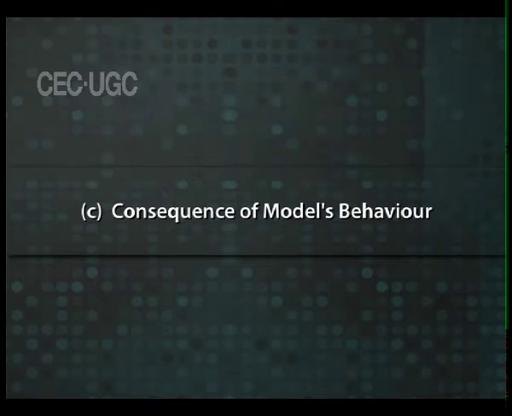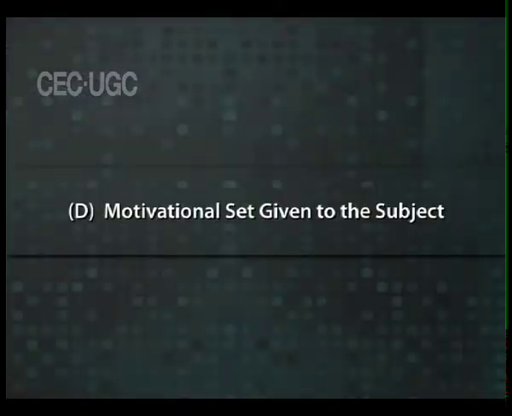C. Consequences of the model's behavior. Rewarded behavior of the models is more likely to be imitated. Observers also tend to learn more of the behaviors of the model when the models are highly nurturing or rewarding and when they have control over the future resources of the observers. We learn by observing the behavior of others and the occasions on which they are reinforced for their actions, and alter our behavior accordingly. D.